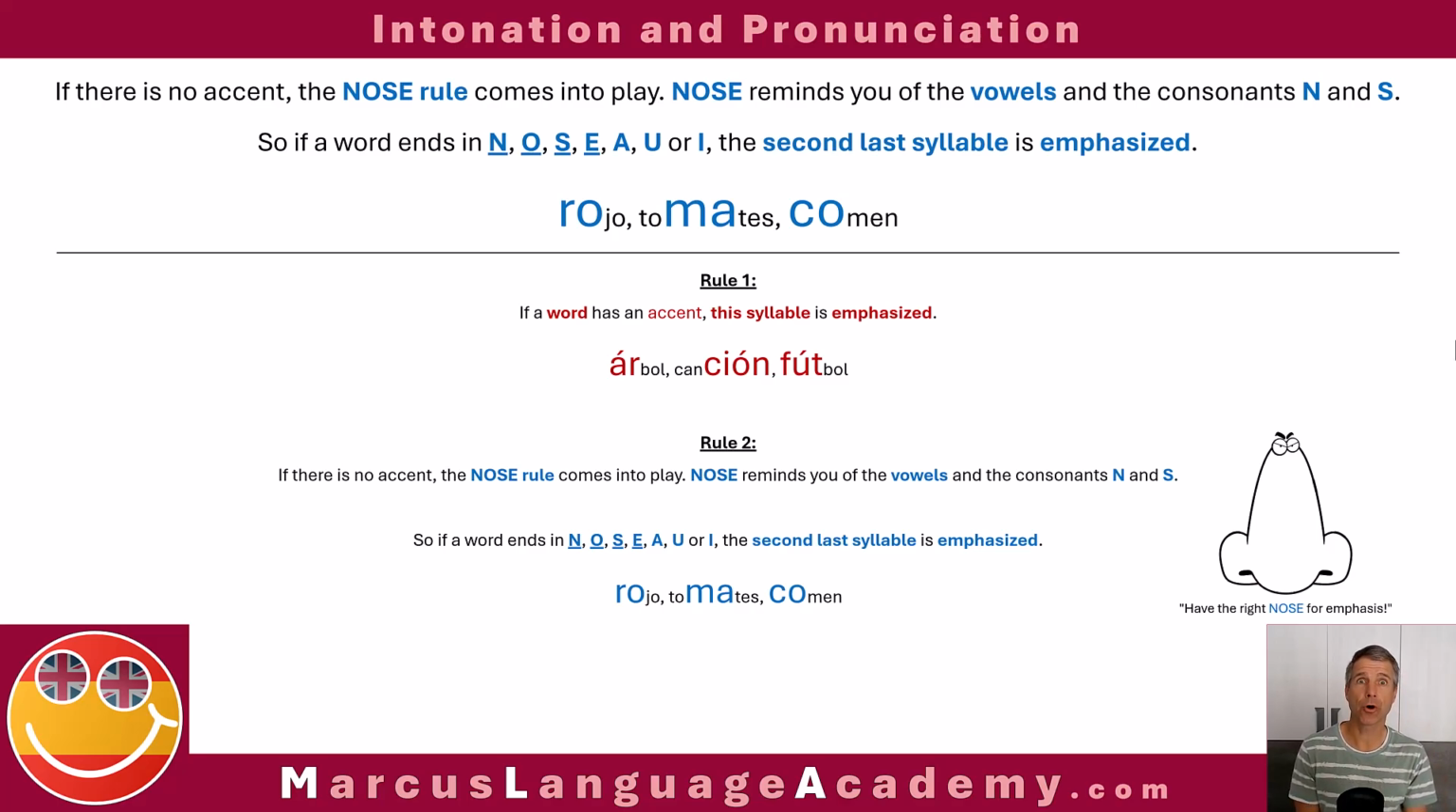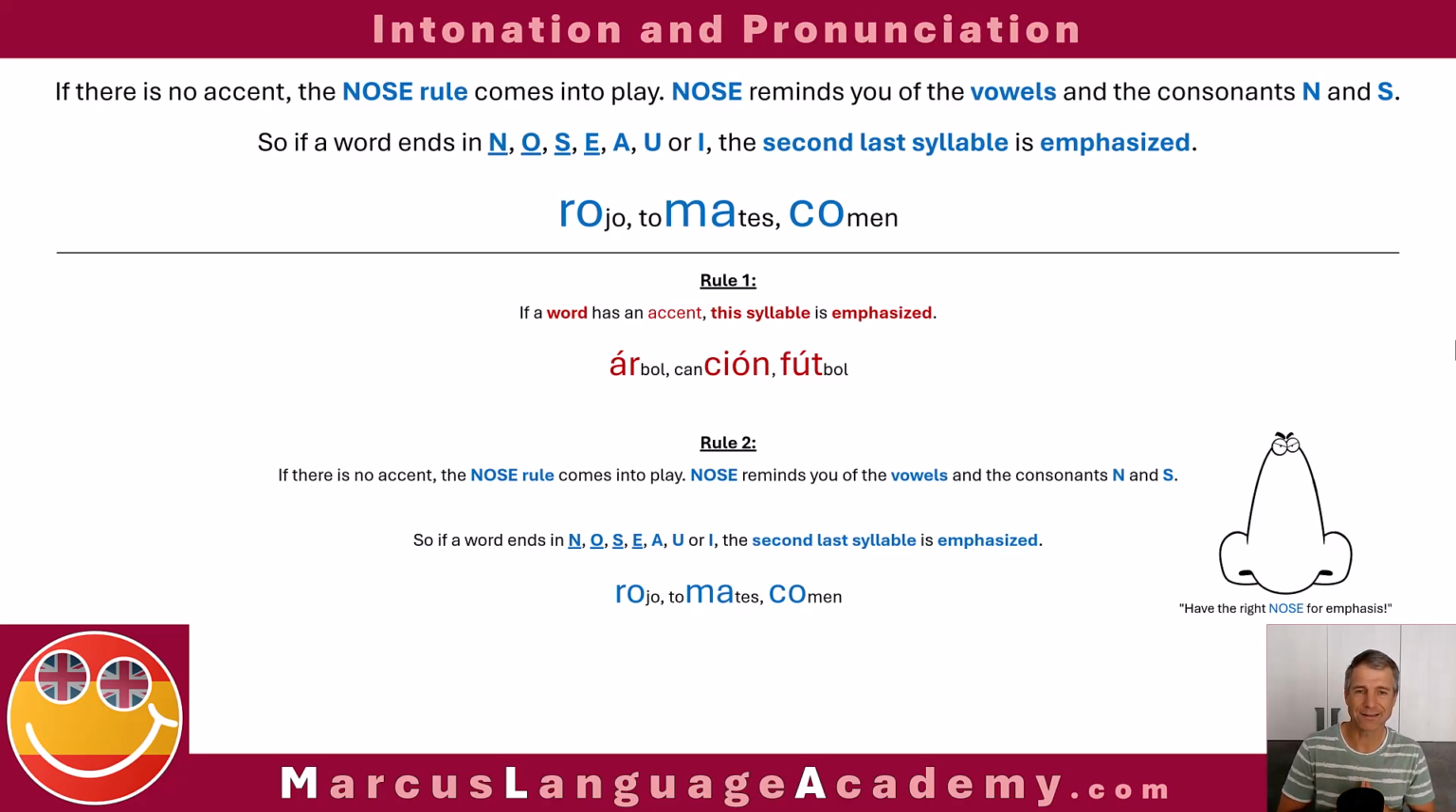So we have rojo, it's red. It ends in O, so we don't emphasize the last syllable. We emphasize the second last syllable. So it's rojo, rojo. Then we have tomates. Tomates ends in S. So again, NOS, because it has an S, we need to emphasize the second last syllable.